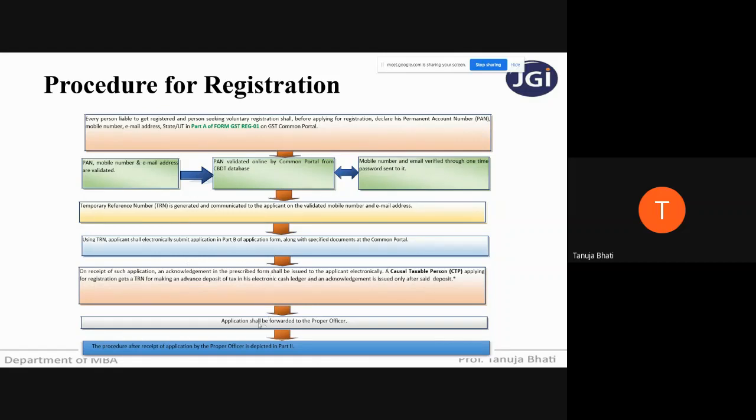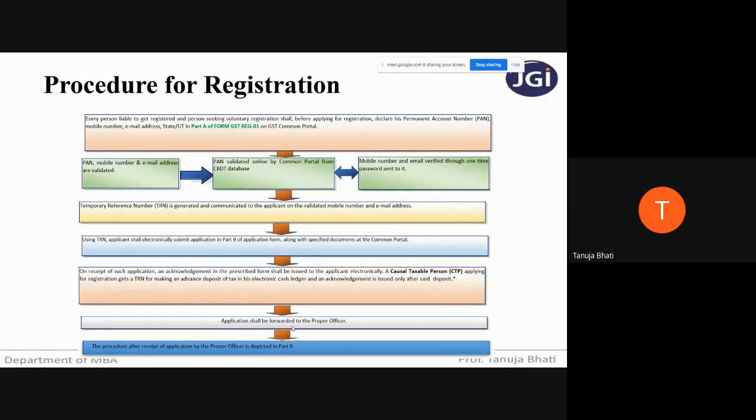Next, that application will be forwarded by the system to whom? The proper officer. Now who is the proper officer? The department of GST has hired certain authorities of GST who will cross check whether the documents that are produced are correct or not. So they will verify. The proper officer is nothing but an officer of GST, a GST authority, who will check the application and decide whether to give the registration or not.